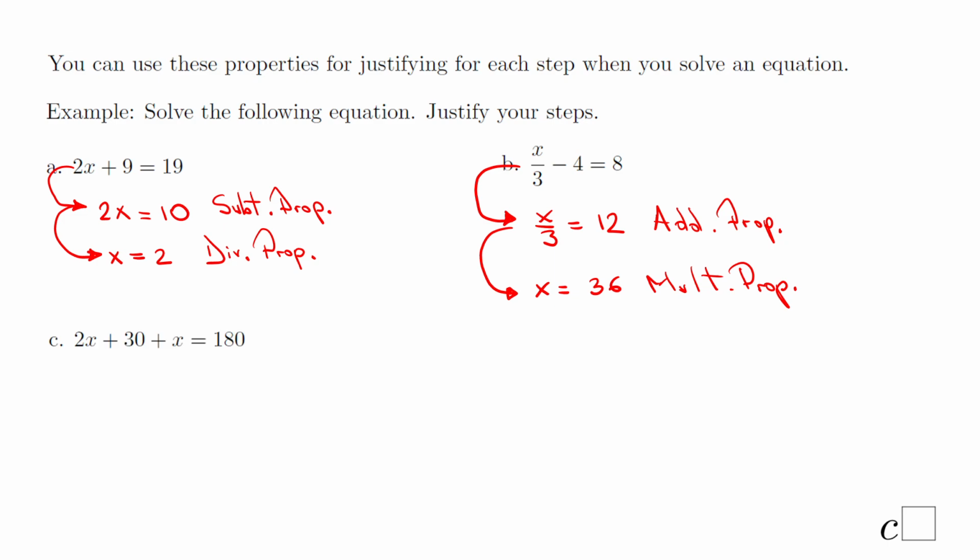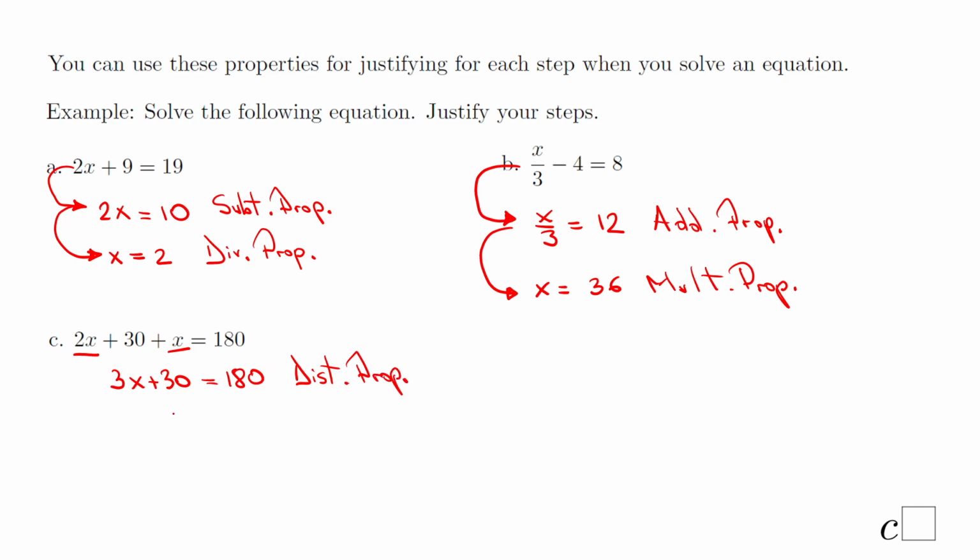One more equation where we need to solve it and justify the steps. My first thing here will be to combine like terms in algebra, right? 3x plus 30 equals 180. If you remember, we call it here distributive property of the equality.